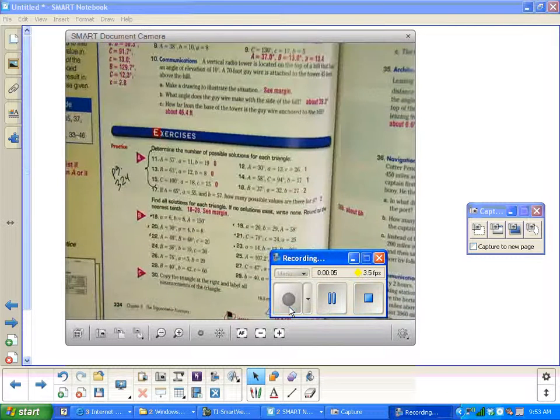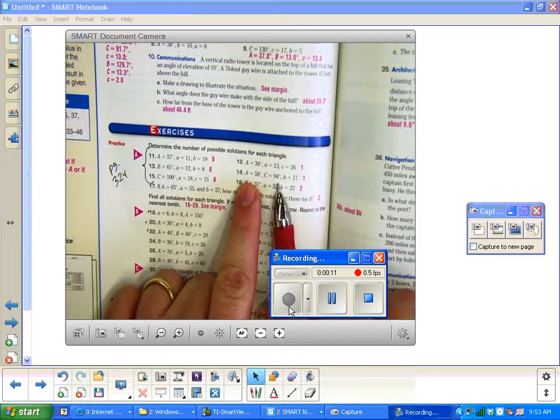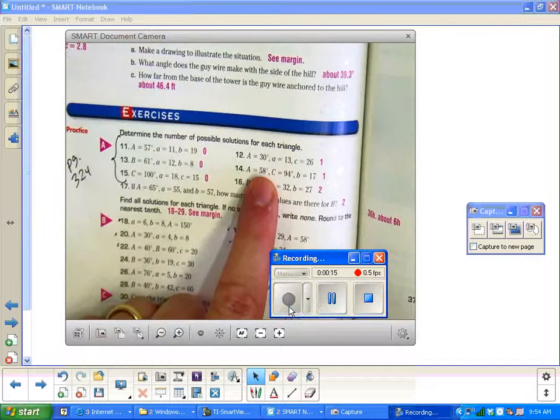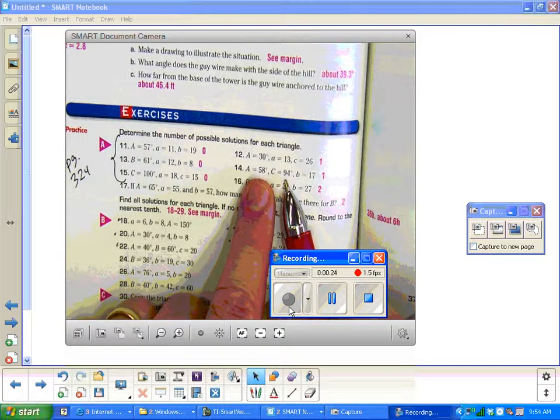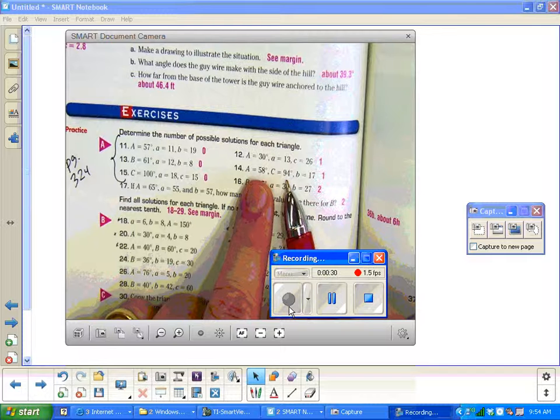All right, so notice on 14, you didn't even have to sort of draw it. You had two angles and a side, right? So it's either angle, angle, side, or angle, side, angle. Either way, it's not the ambiguous case, is it? So it's just one triangle. No, not even thinking about it.